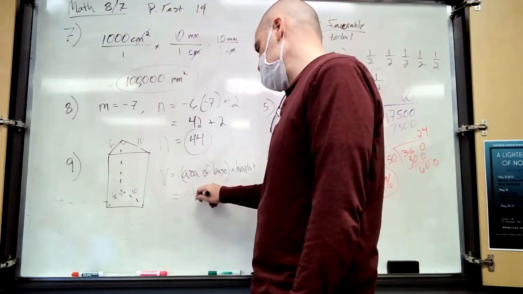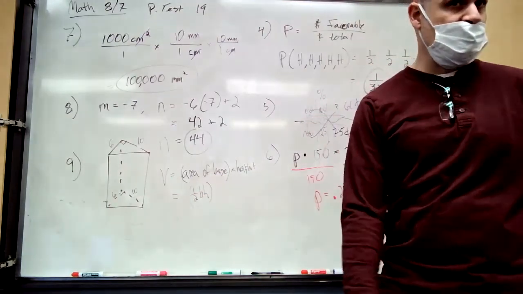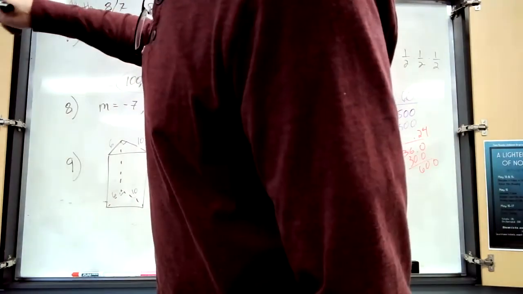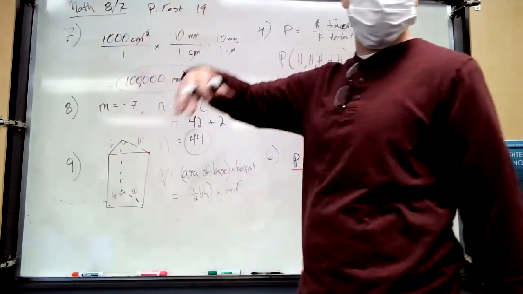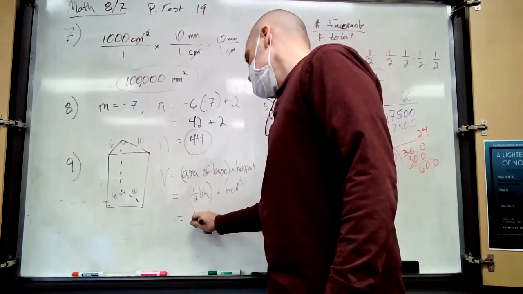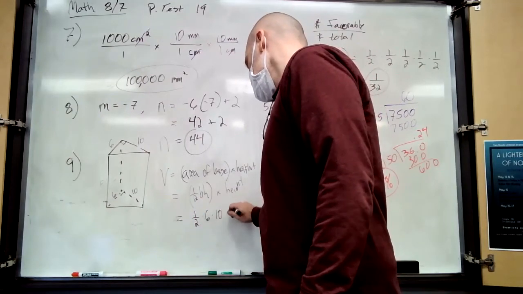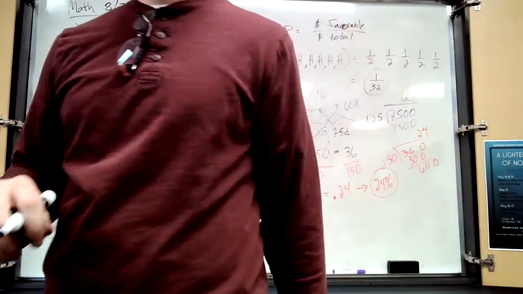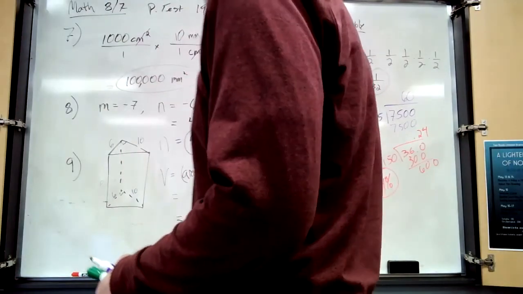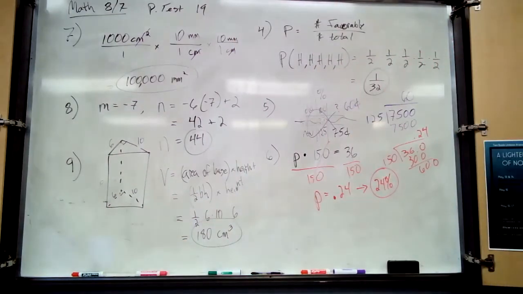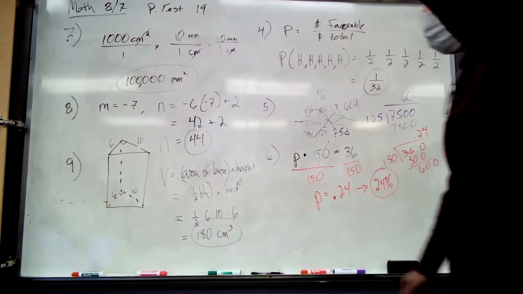So area of base, the base in this case is a triangle, so 1/2 base times height, but then times the height of the prism, which is 6. It goes 6 units back or 6 units up, depending on if you flip it or not. So that's 6 times 10, which is 60, times another 6. So then you get 180 cubic centimeters, right? Volume is measured in cubes. So cubic centimeters.